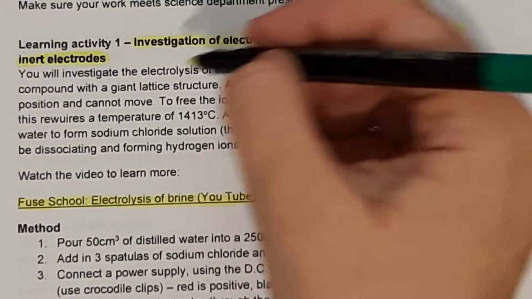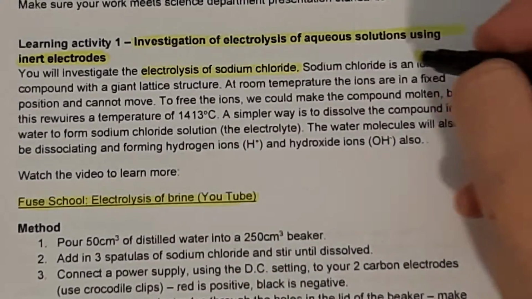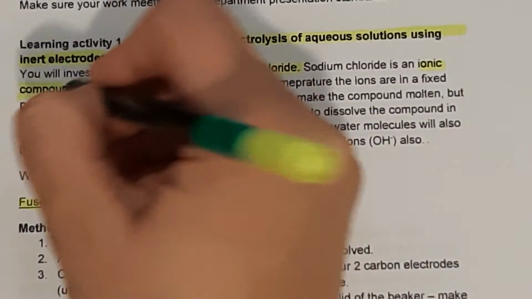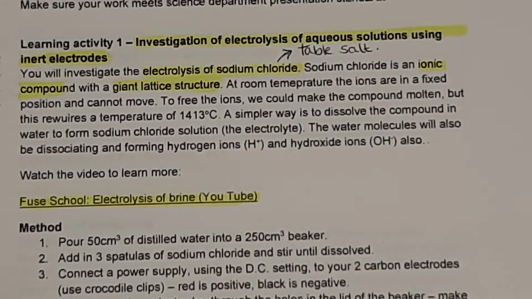So we would have investigated the electrolysis of sodium chloride. Sodium chloride is an ionic compound with a giant lattice structure. Sodium chloride is salt, and sodium chloride solution is brine. We're going to make a note about that. So sodium chloride is just table salt.